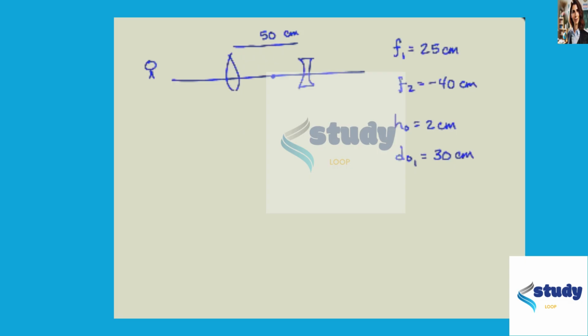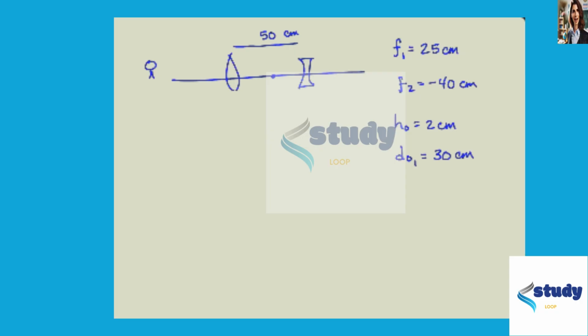In this problem, you have two lenses, one convex, one concave, 50 centimeters apart. The convex has a focal length of 25 centimeters and the concave has a focal length of negative 40 centimeters. And we're asked to calculate where the image is being produced. This object is 2 centimeters tall, and the object is initially placed 30 centimeters in front of the first lens.